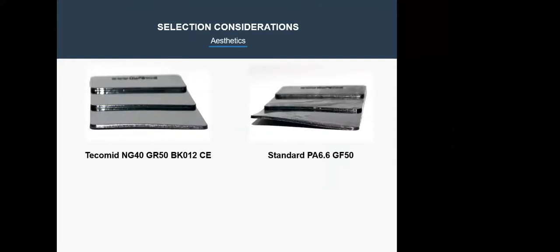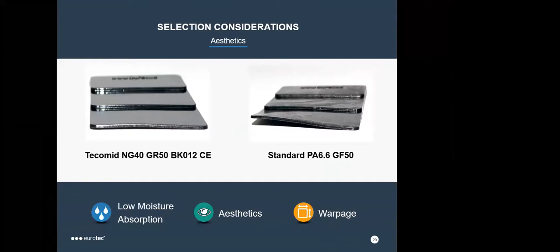Part appearances and its flatness are most important for the customer and final application because quality is directly related to aesthetics. We generally offer our Tecomid NG series for aesthetical needs. As you can see in the picture, when standard polyamide is used, warpage and presence of glass fiber are seen on the part. Thanks to Tecomid NG, we are able to overcome these problems.